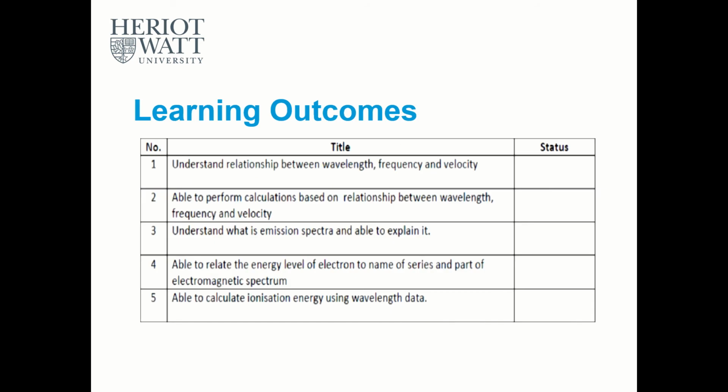Now these are the learning outcomes we're going to cover in this summary. Understand the relationship between wavelength, frequency and velocity, as well as perform calculations associated with all these units, and then understand what is emission spectra and be able to explain it, be able to relate the energy level of electrons to the name of series and part of the electromagnetic spectrum, and be able to calculate ionization energy using wavelength data.